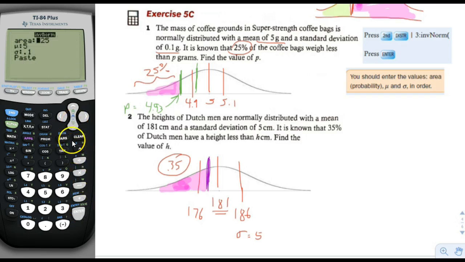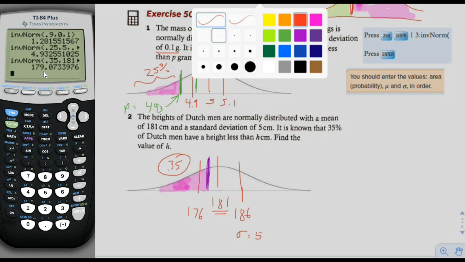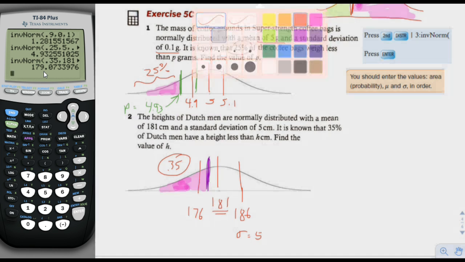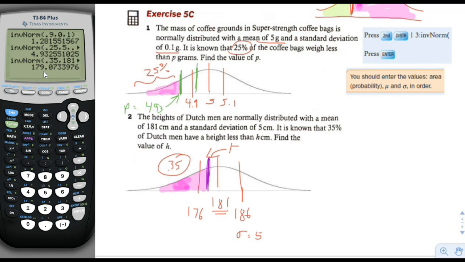Inverse normal, the area is now 0.35 because it's 35%. The mean is 181, and the standard deviation is 5. Okay, and it tells us 179. So that kind of makes sense. You see, this time we predicted it a little bit more accurately. This purple line, they're saying, is at 179, which is between 176 and 181, so we even drew the picture correctly. So h is equal to 179.